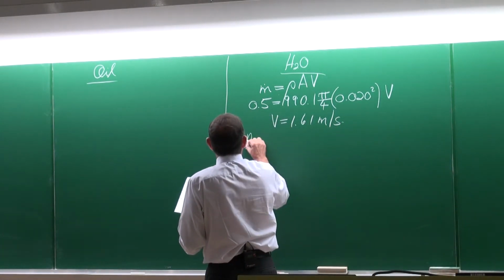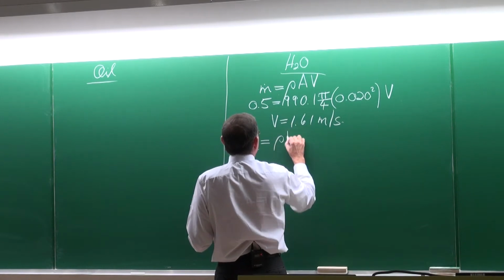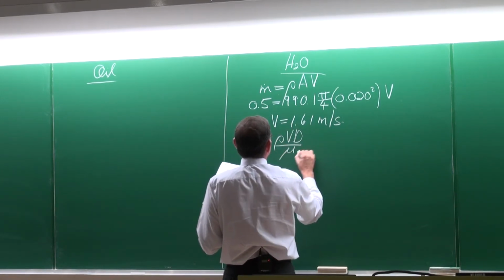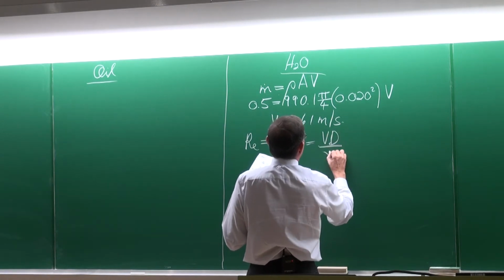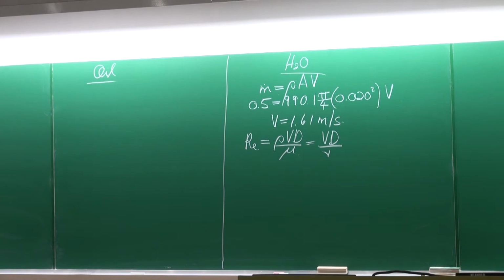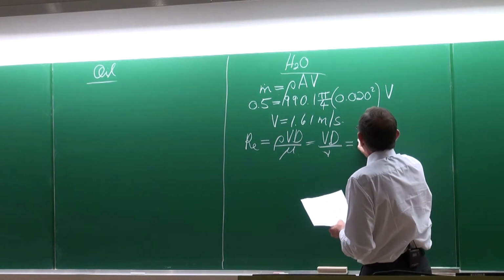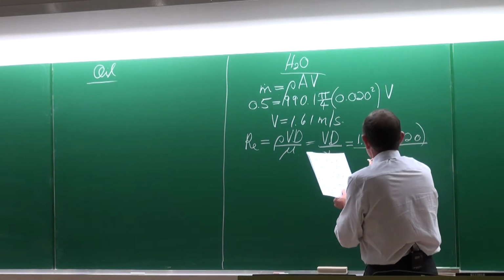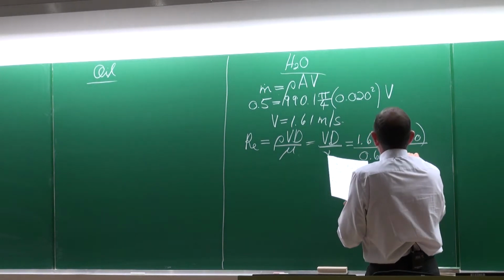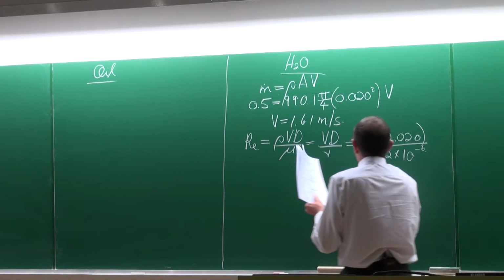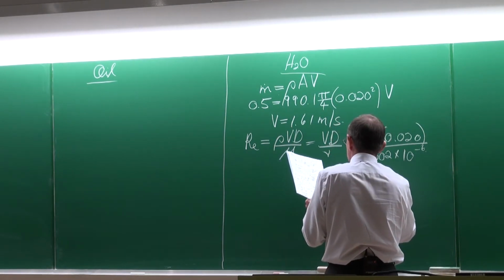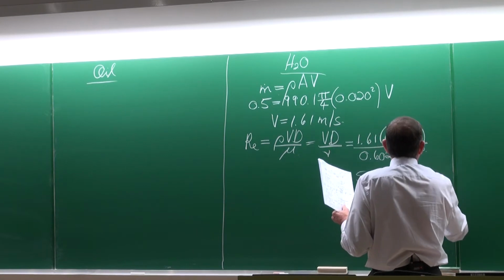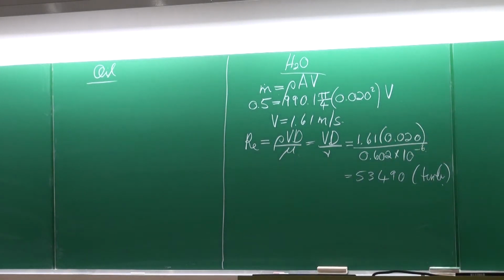The Reynolds number is equal to rho V d divided by the viscosity, or V d divided by the kinematic viscosity. We've got the velocity is 1.61, the diameter is 20 millimeters, divided by the viscosity 0.602 multiplied by 10 to the minus 6. So the Reynolds number is 53,490. It's larger than Reynolds numbers of approximately 2,100 to 10,000, so it's definitely turbulent flow.